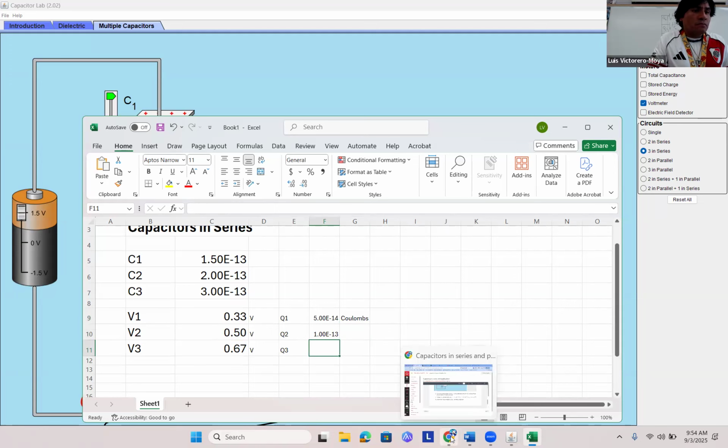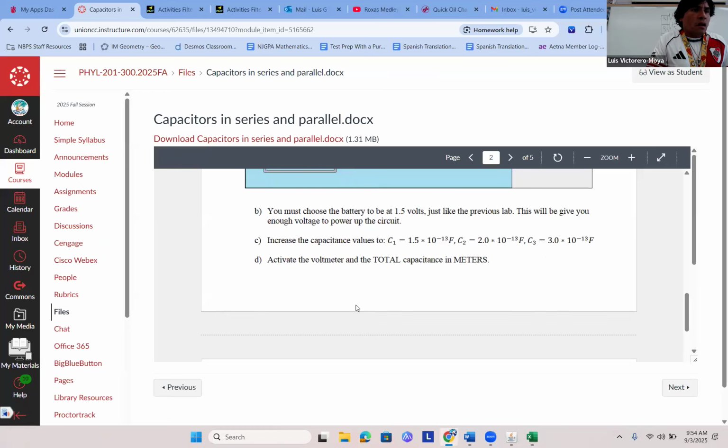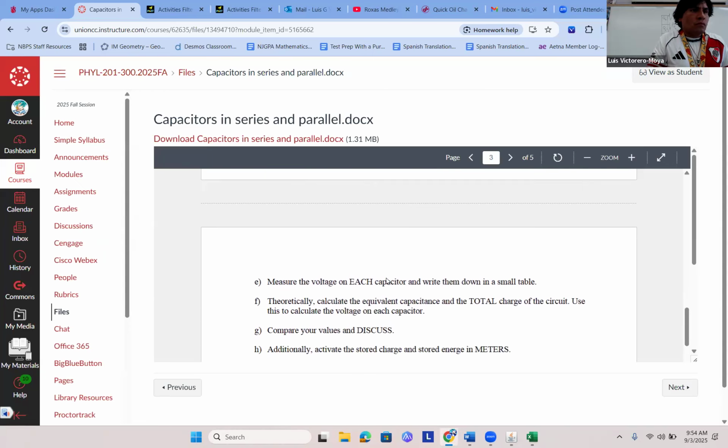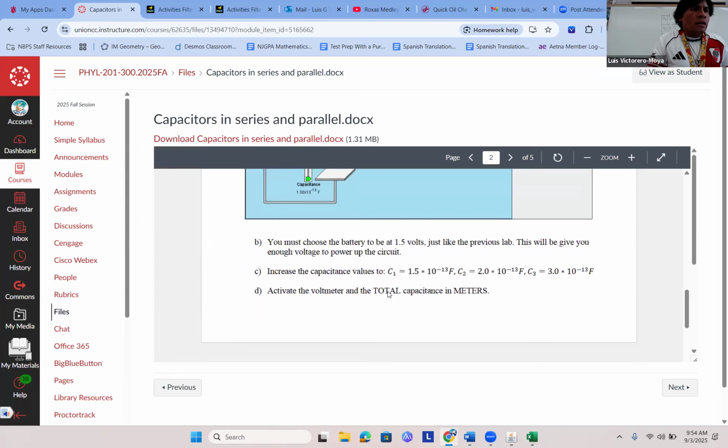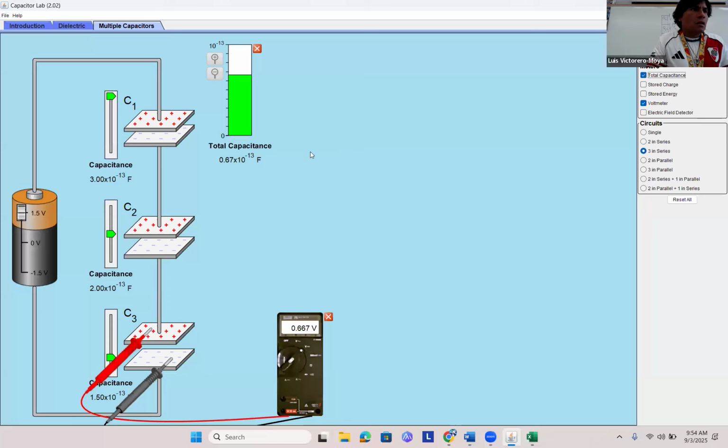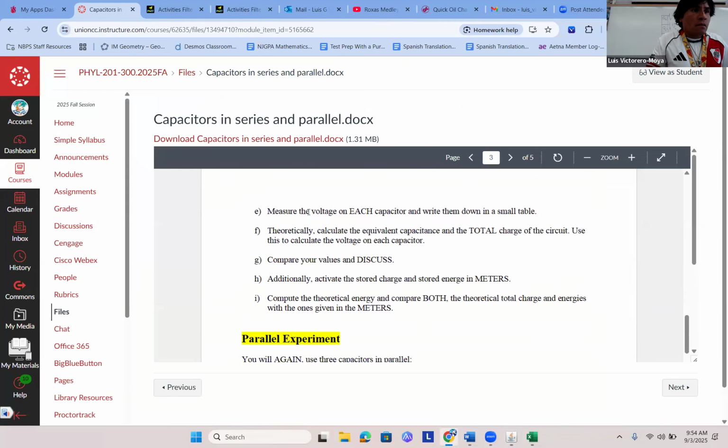The same with parallel. Activate the voltmeter and the total capacity. Yeah, you can also activate that. That will give you the overall, and that's your CEQ. So you're going to have to solve the circuit theoretically. It says here, theoretically calculate. So what I did on the board, you're going to have to do it theoretically. All right? And then compare the values and discuss.